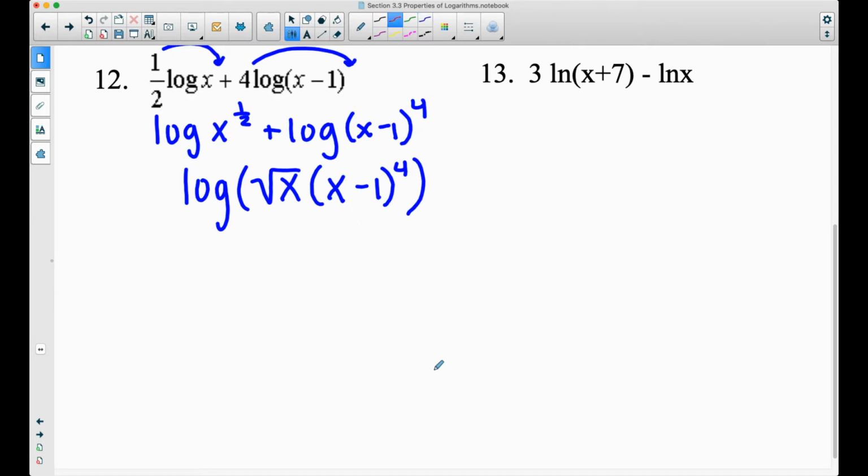Alright, bring up my exponents. So I have natural log of (x plus 7) cubed over x. Okay. So this is called what? Like, what's the actual thing called? Is this condensing? Condensing, yes.